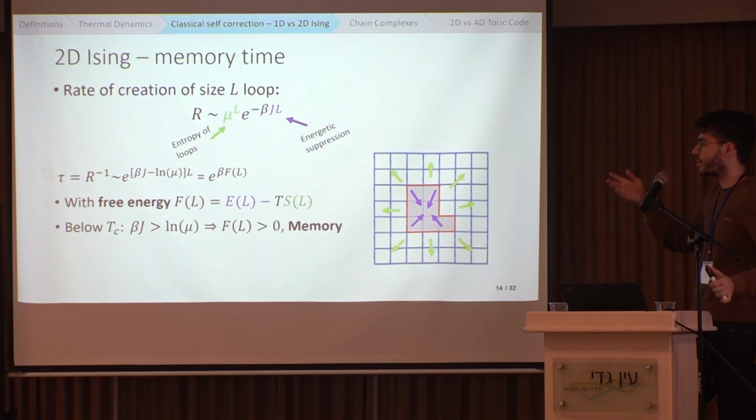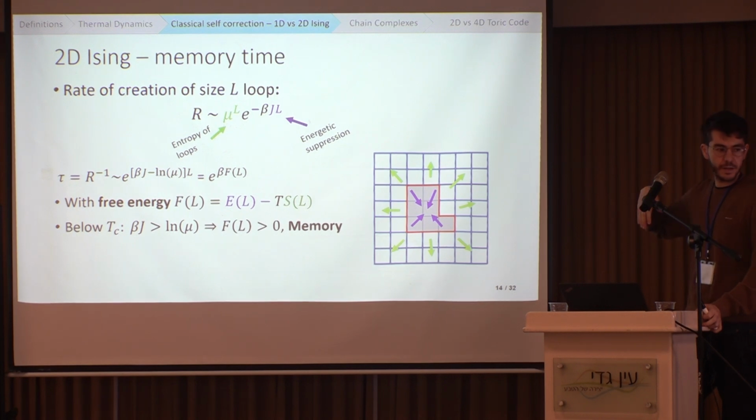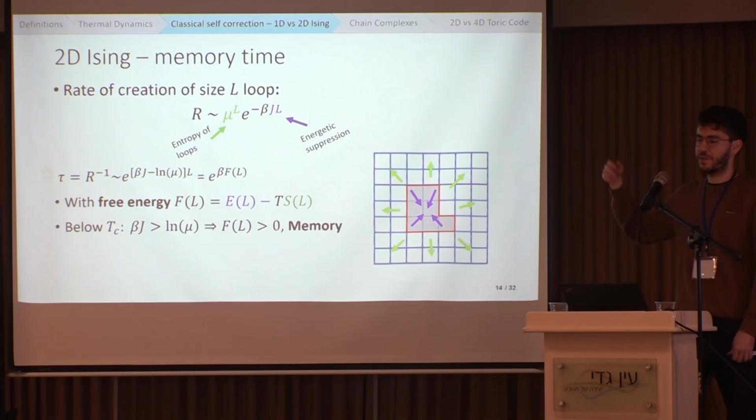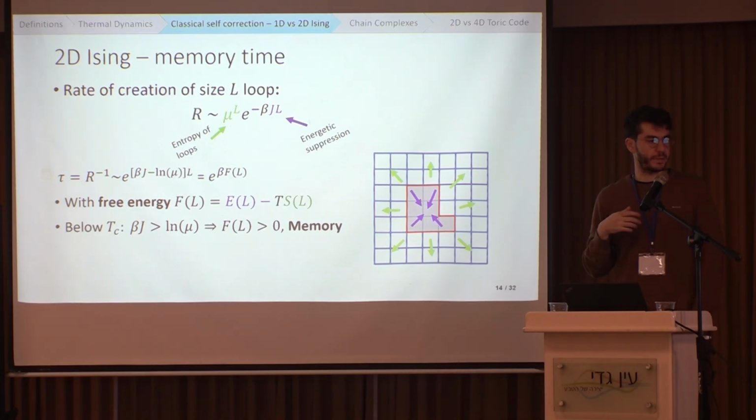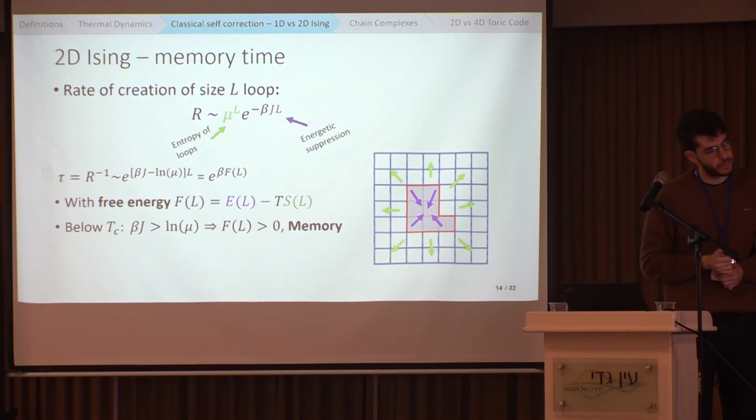Yeah, it's not only important to have energy cost. We also have to be at a low enough temperature, so the energetic cost is more important than the entropy. Yes. I'm not sure why you count the number of loops, so it looks very similar to Paris' argument.